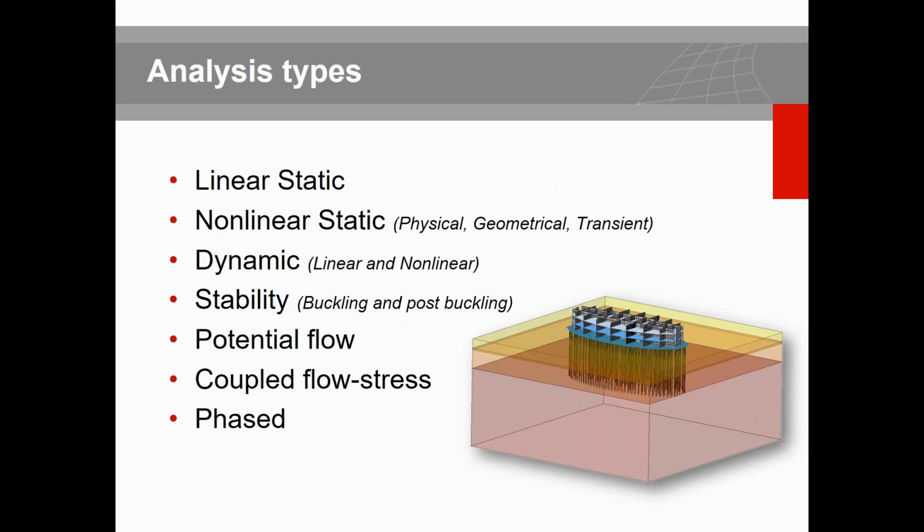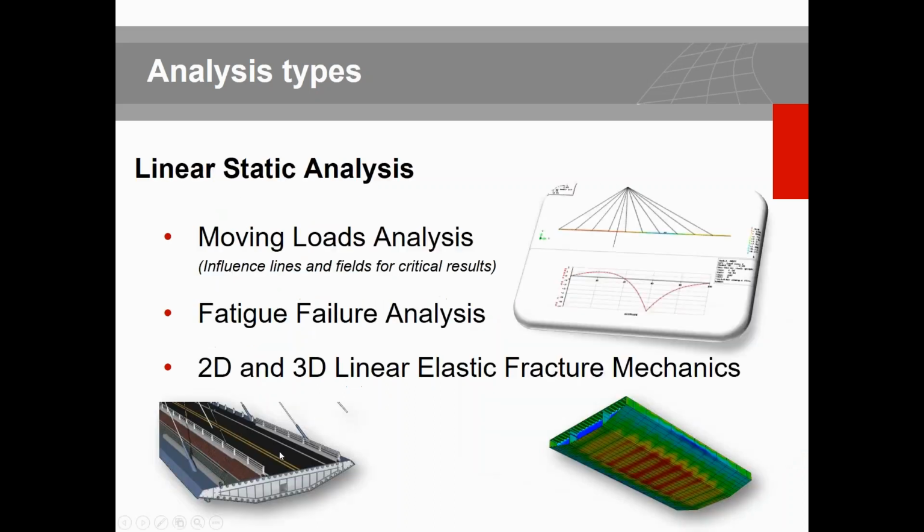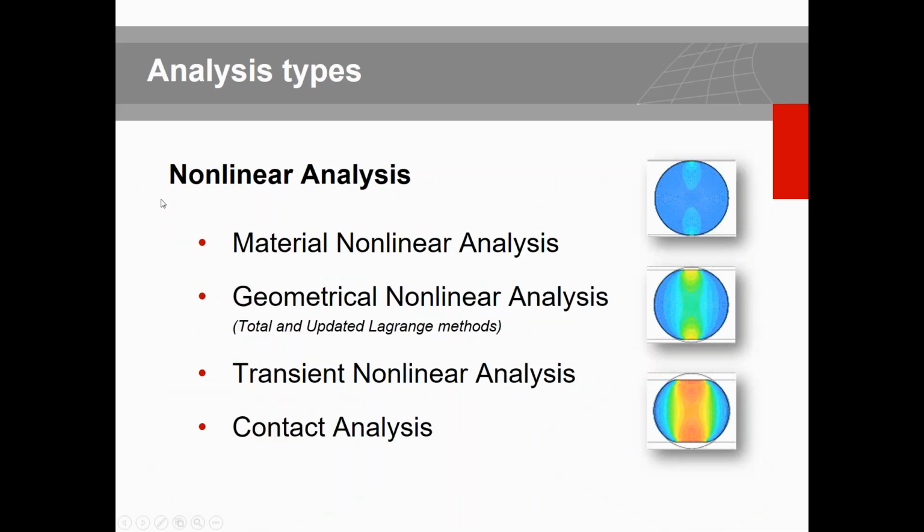With respect to analysis types, we have various types: linear static, nonlinear, dynamic, general stability, potential flow, coupled flow stress analysis, and phase analysis. I'll go through them one by one. With respect to the linear static analysis, this gets along with the moving loads, with the fatigue analysis, with the general fracture mechanics analysis, with the design check analysis. These are all necessities that you may refer to with respect to the linear static analysis.